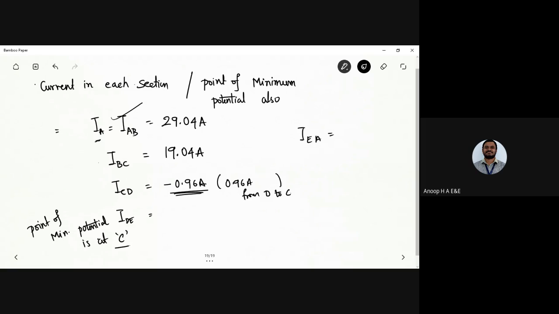Okay, so simple way in which you can identify IAB. There is the same current IA which is there, IBC, ICD, and IDE you find out, and IEA you find out. Share the answer right now. What is IDE? Minus 30.96. Correct. What is IEA? Minus 40.97.